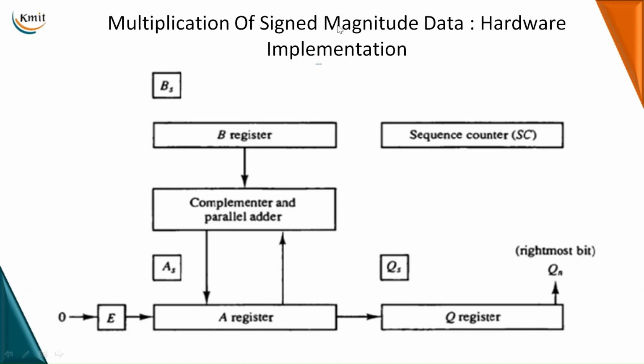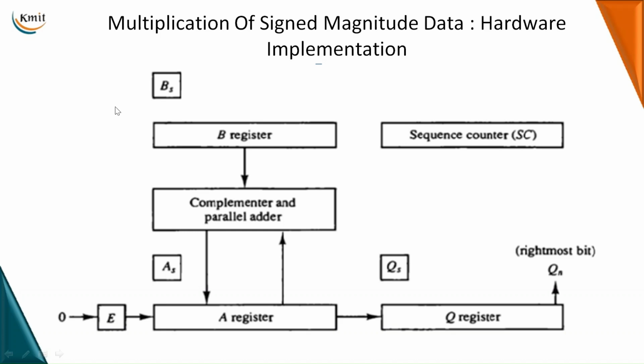Next, we'll start with the multiplication of sign magnitude data. In sign magnitude data, we have one bit, the most significant bit, which is called the sign bit, and the remaining part represents the magnitude of your data. So how do you perform a multiplication operation on sign magnitude data?